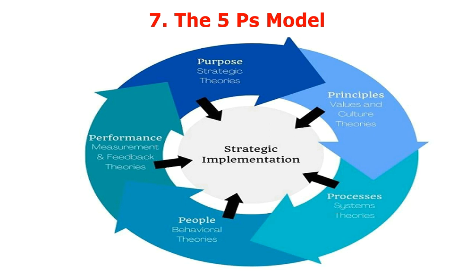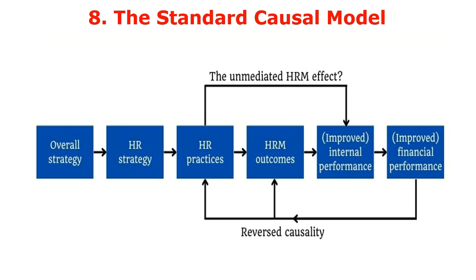Now next one is the standard causal model. The standard causal model is based upon the numerous overlapping models of the 90s and 2000s. It shows a causal chain of organizational activities that illustrate how overall business strategy impacts the HR outcomes, which further affects the internal performance and financial outcome of the business.